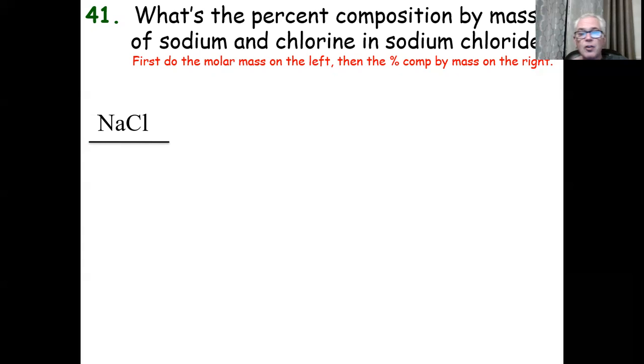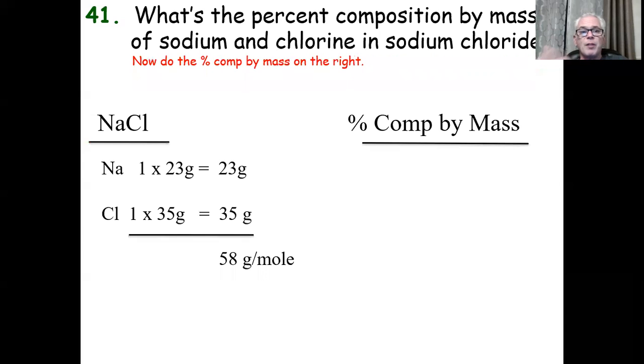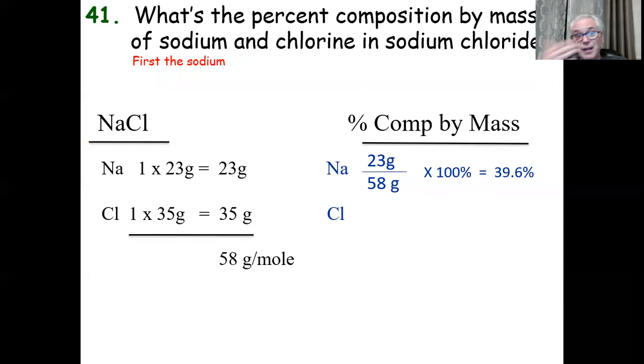Okay. Sodium chloride. List them. Sodium and chlorine. Sodium is 23 grams. Chlorine's 35. There's 1 of each. 58 grams per mole. The molar mass of sodium chloride is 58 grams. Now, the percent composition by mass. What part is sodium by mass? What percent or part is chlorine? So, of course, the sodium is 23 grams out of 58 grams. 23 is the sodium, and the total is 58. The part divided by the whole times 100% equals that.